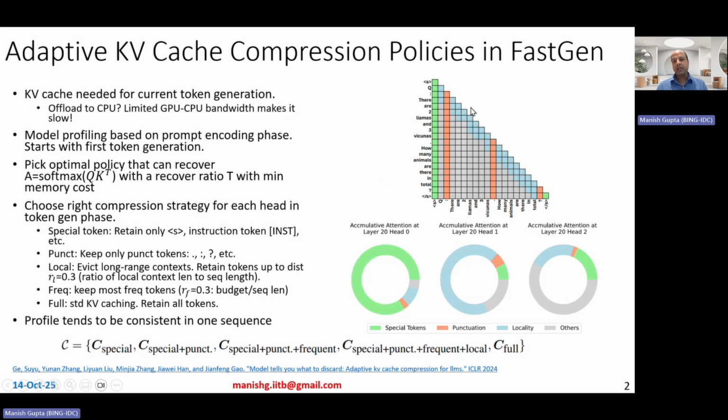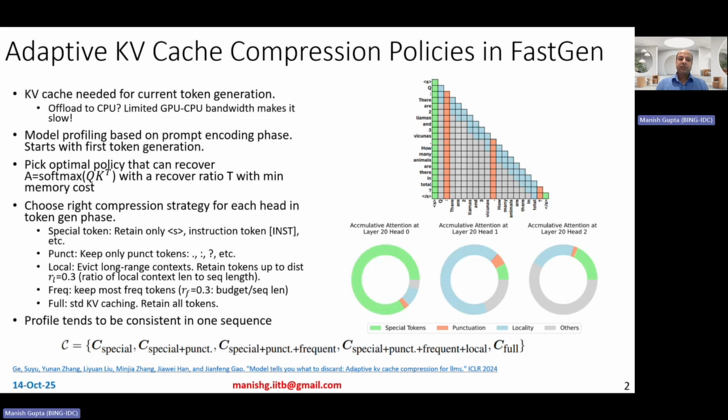You can see in this example as well. Some heads are just focusing on special tokens, while some heads are focusing on punctuation tokens. Some heads are column sparse in that sense. They're focusing only on the latest context, so you can call them local heads. They only focus on the local tokens. So for each of these heads, there can be a different key value caching philosophy or policy.